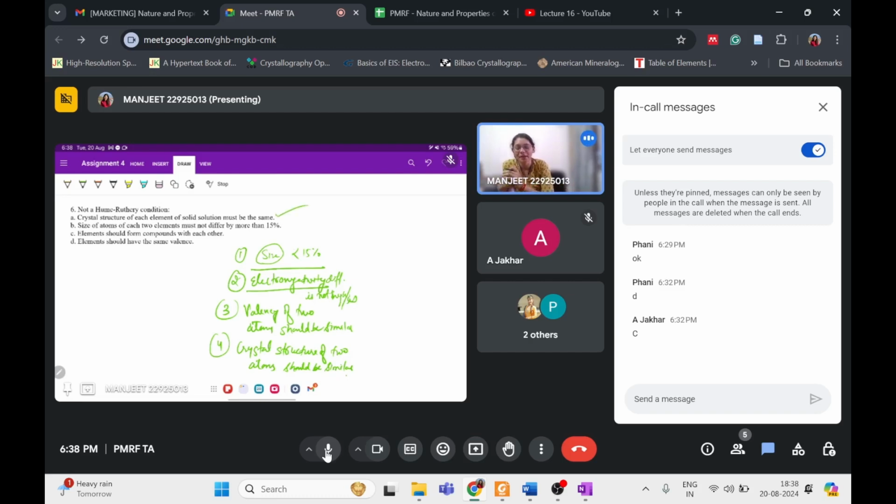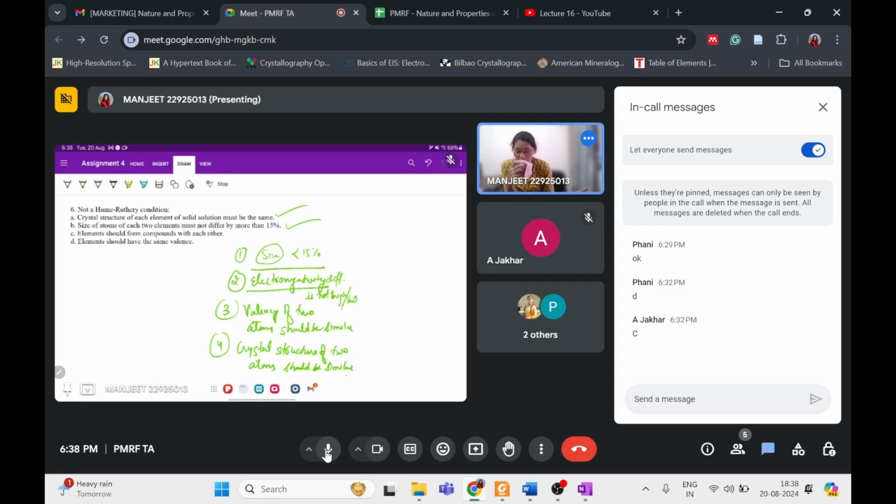Now in the B part, it is said that the size of the atom of each two elements should not differ by more than 15%. So this is also correct. The size of the atom of the two elements should not be greater than 15%.